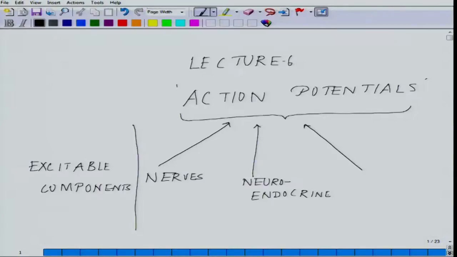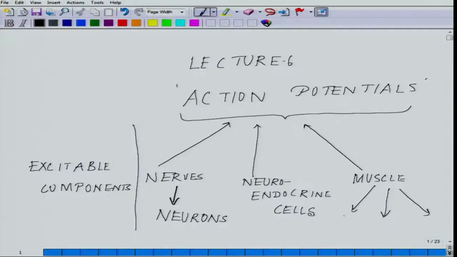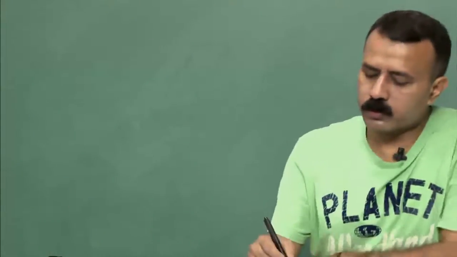So enumerating them in the slide, we are into lecture 6 now. So the action potential, the excitable components: nerves, and here mostly the neurons are involved in it. Then you have the neuroendocrine cells, and then you have the muscle, and within the muscle you have skeletal, cardiac, and smooth. Okay, within cardiac, if I had to do another classification, within the cardiac tissue there are again two kinds of cells, the pacemaker cell, and so let's see the examples of these excitable tissues.